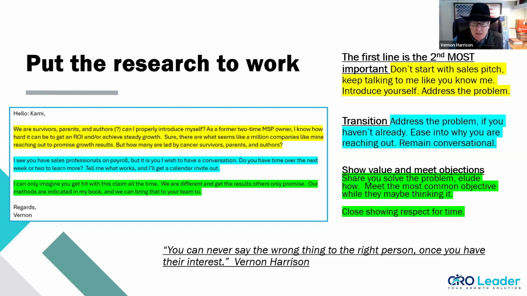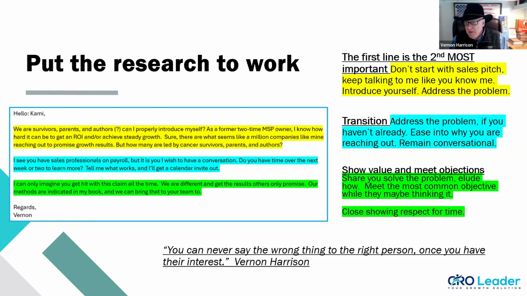So now this particular one, again, there was so much I related to. I started this email this way. And by the way, Cami isn't the real lady's name. Cami is a person that works for me. But I wrote, hi, hello, Cami. We are survivors, parents, and authors? I put question marks. I don't know if she's written her book yet. Can I properly introduce myself?